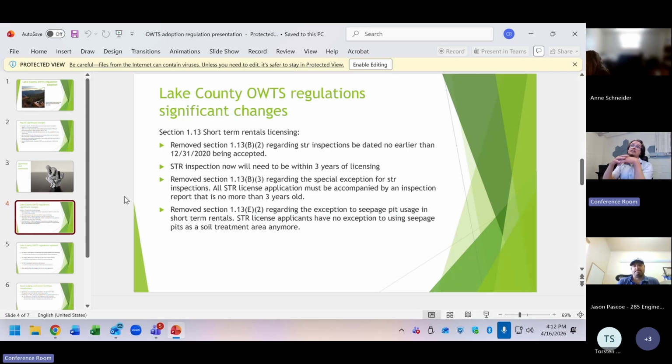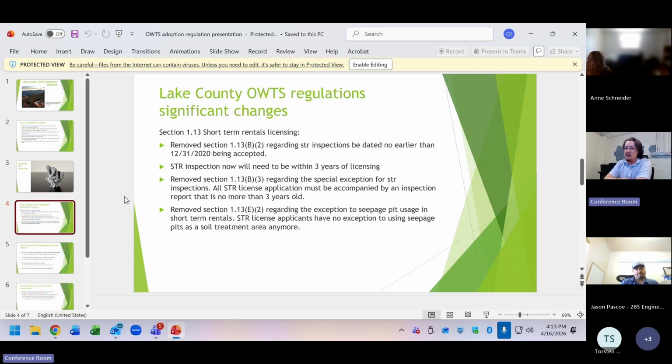As far as the major changes to the required regulations, a lot of it's just verbiage changes between what Regulation 43 has and what we've had in the past, changing the authority from the local public health agency, Lake County Public Health, to Lake County Community Planning and Development. Since the last adoption in 2017, the position of OWTS has moved from environmental health to CPD. So we just changed the wording so that CPD and myself still have authority over this.